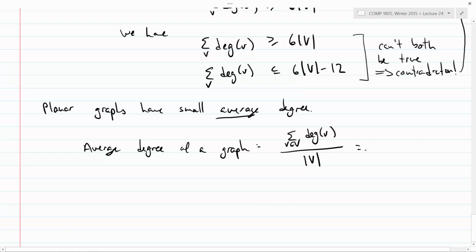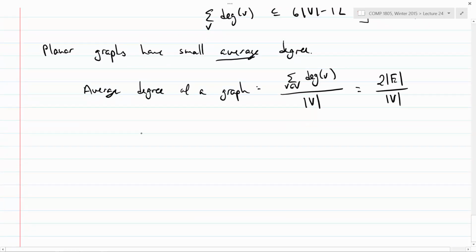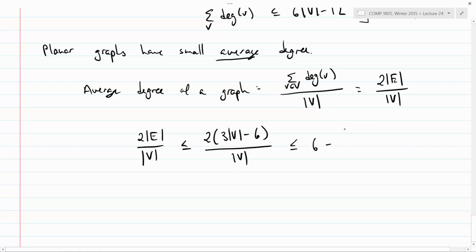So we already know that if you add up all the degrees, you get twice the number of edges, and then you divide through by the number of vertices. So the average degree of any graph, not just a planar graph, is twice the number of edges divided by the number of vertices. But we know that we're in a planar graph. So we know that twice the number of edges divided by the number of vertices is at most 2 times (3 times the number of vertices minus 6) divided by the number of vertices. And if you do a little bit of rearranging, you'll see that this thing is not more than 6 minus 12 over the number of vertices.